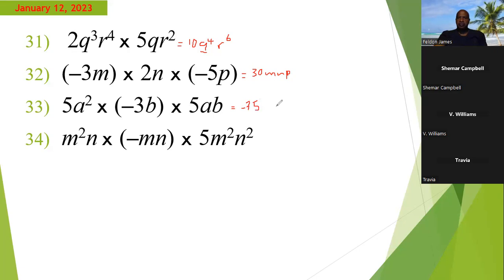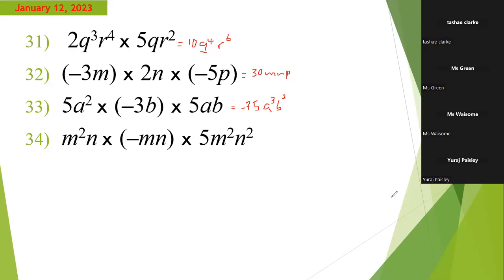a cubed b squared. All right. All right, thanks much. All right, while you're at it, Miss Waysom, do question 34 for us.